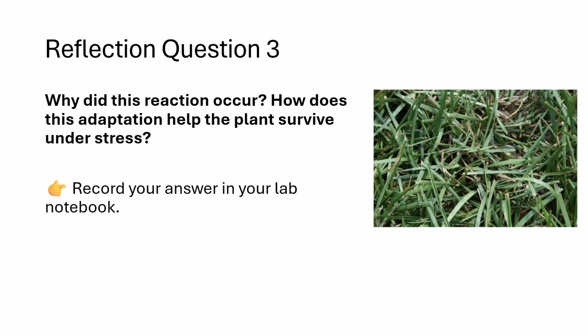Now connect structure to function. Pause and write your response to reflection question 3. Ask yourself, what problem does heat and drought create for leaves? What happens to water loss when a leaf surface is fully exposed? How would rolling the leaf change the surface area exposed to air and sunlight?